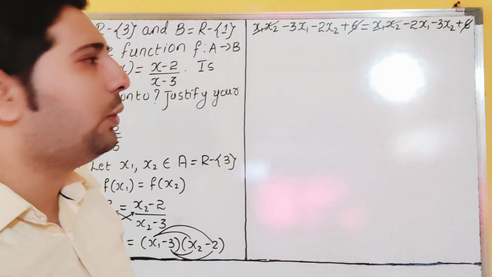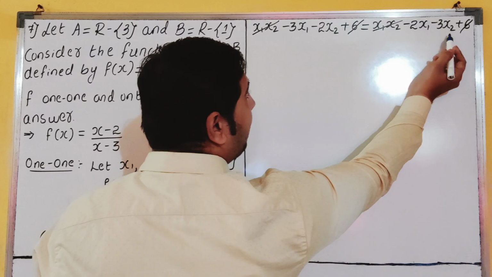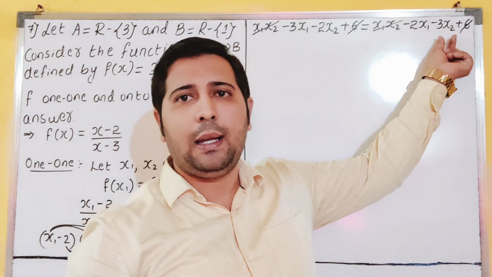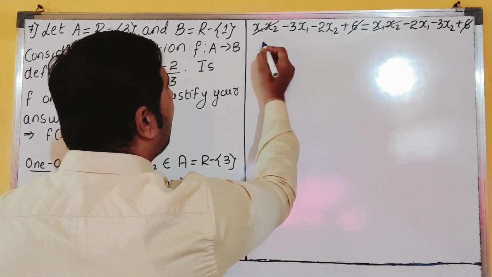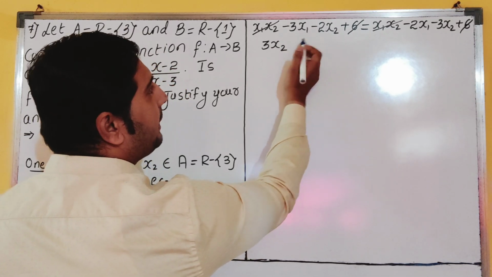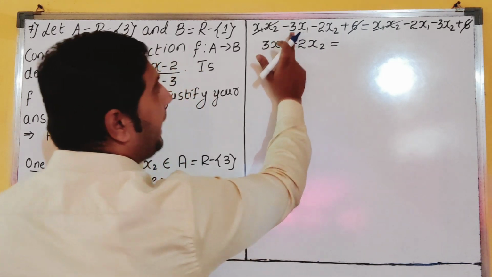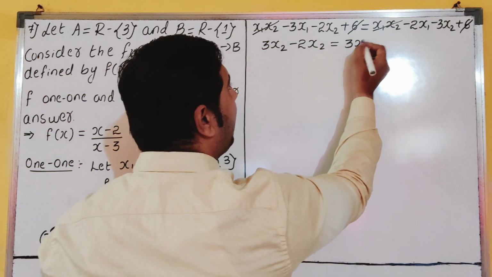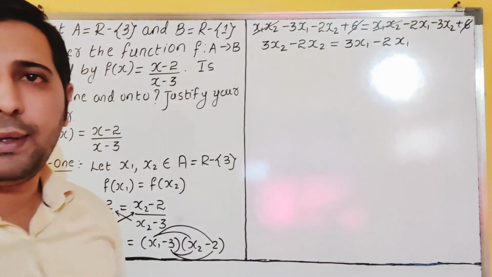Now what can we do, dear students? Observe very carefully. Minus 3x2 is there. Take it to the LHS. Minus 3x2 will become plus 3x2. Minus 2x2 is there, I will write it as it is. Minus 3x1 is there; take it to the RHS and it will become plus 3x1. Minus 2x1 stays as it is on this side. I hope everyone is clear.